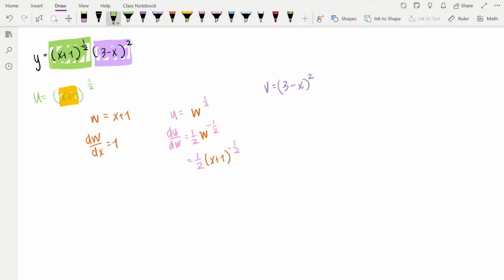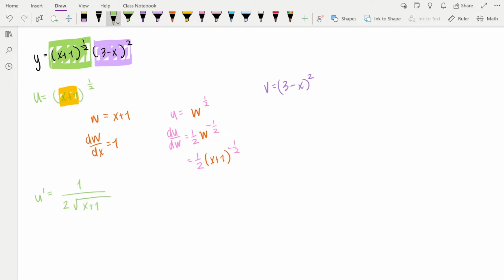For u prime, the derivative of u with respect to x, I know that I'm being willy-nilly with my notation. I will typically only use Leibniz inside the chain rule. So I need to multiply this piece with this piece. Anything times 1 is just itself. So u prime is 1 over 2 times the square root of x plus 1.